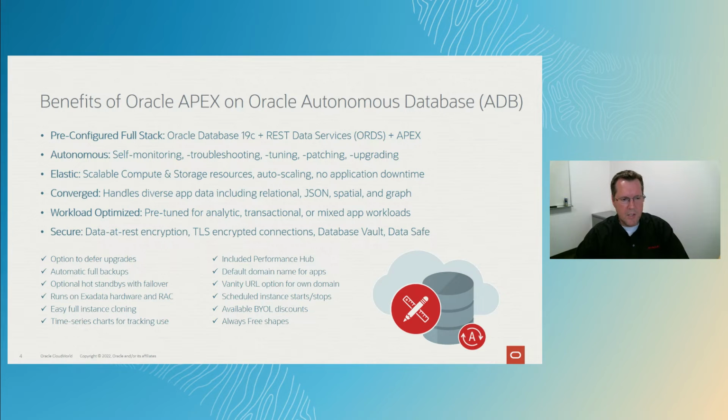And then secure. There's a lot to like about security here as well. Many of the security capabilities that customers typically would configure all on their own in an on-premises kind of environment, they're all pre-configured and ready to go for you. Data at rest encryption, TLS encrypted connections, database vault, which helps protect against insider types of threats. Those are all pre-configured and ready to go.